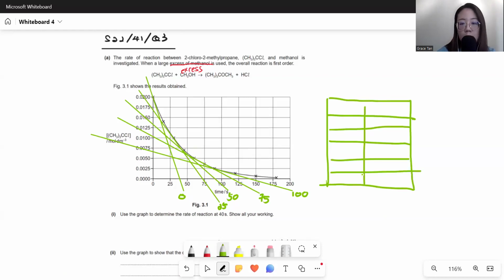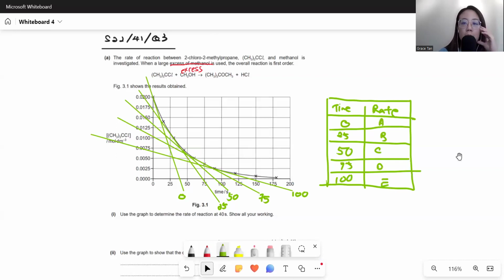So maybe this is your time. At time 0, what is your rate, which is your gradient? At time 25, at time 50, at time 75, and at time 100. Now what is the number here, which is your rate? So let's call it A, B, C, D, and E. We speed up the whole procedure here.